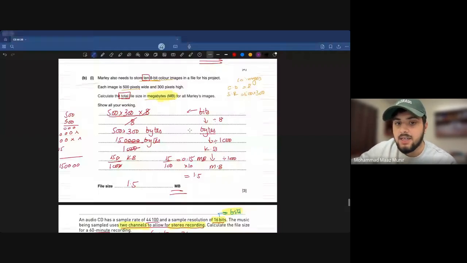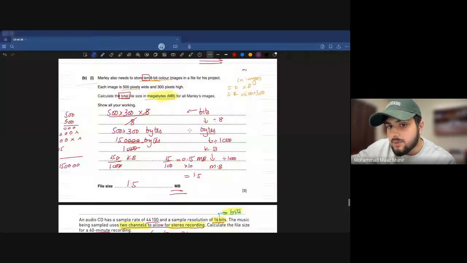Why? Because you see, this formula operates in a way that you write the resolution and multiply the resolution with your color depth. Now, whatever the unit of color depth is, whether it is KB, bytes, bits or MB, the unit of the color depth will be the unit of the answer you get from this. So in this case you will see that my color depth is in bytes, right?